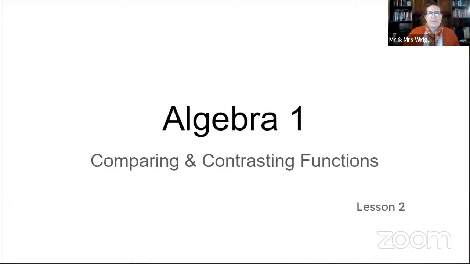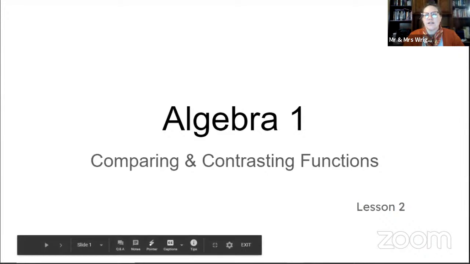Let's get this screen shared for you. All right, here we go. This is in the online book. If you're following along with PBA, it is going to be Module 7, which is titled Unit 5, Comparing and Contrasting Functions. And this is where the material we're going to cover in this lesson is featured, on page 2 in that module.